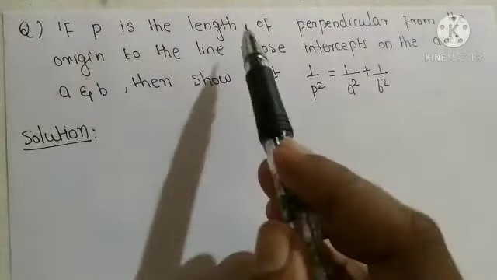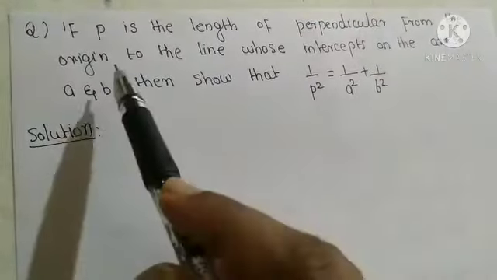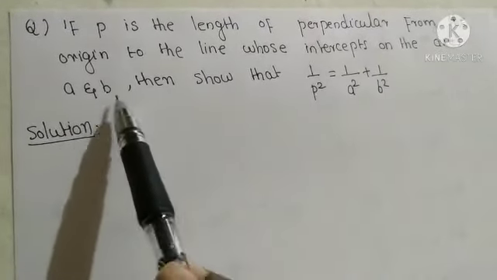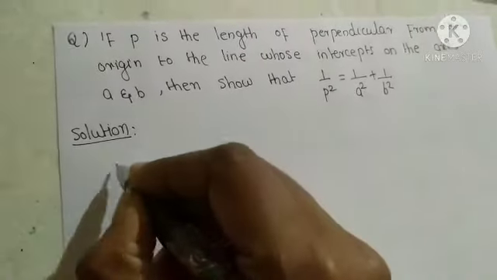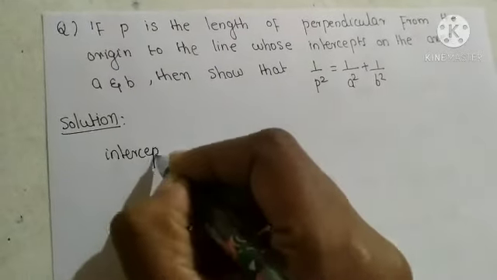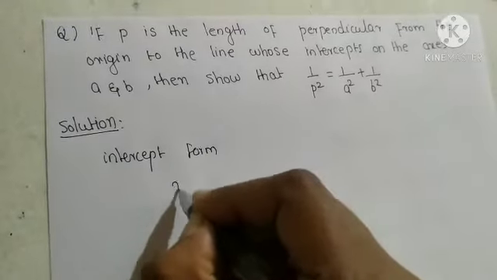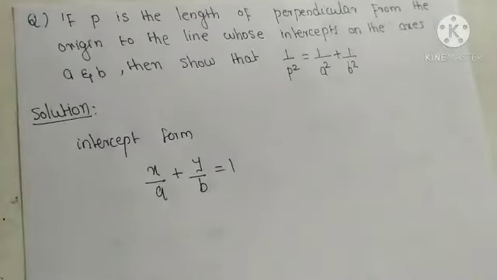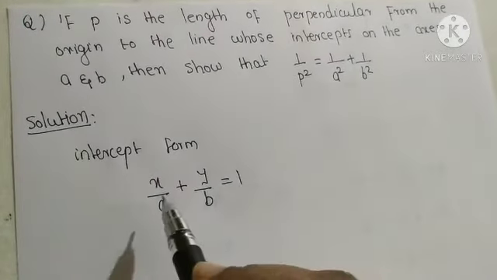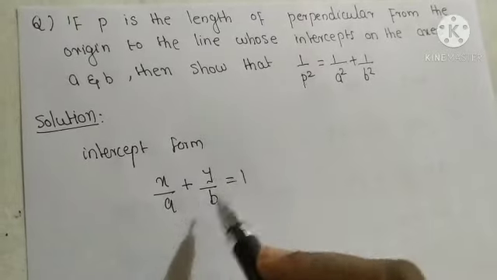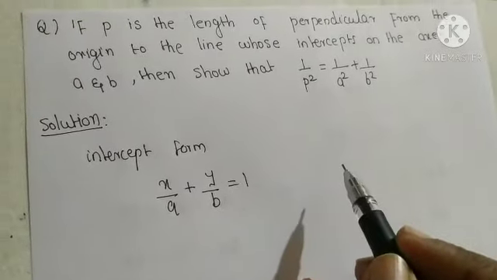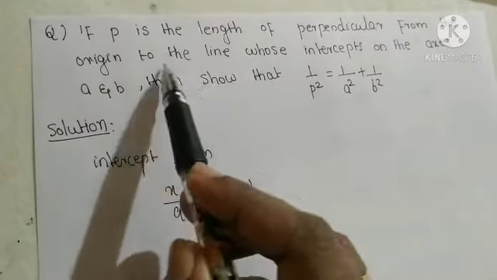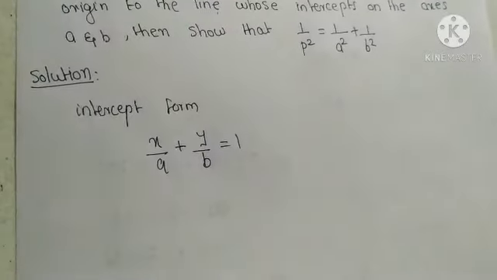Given that P is the length of perpendicular from the origin to the line, and whose intercepts on the axes are A and B, and we know that the equation of a line in intercept form is x by A plus y by B is equal to 1. Okay, so next I am going to convert this intercept form into the general equation of a line, and this is the equation of this corresponding line.